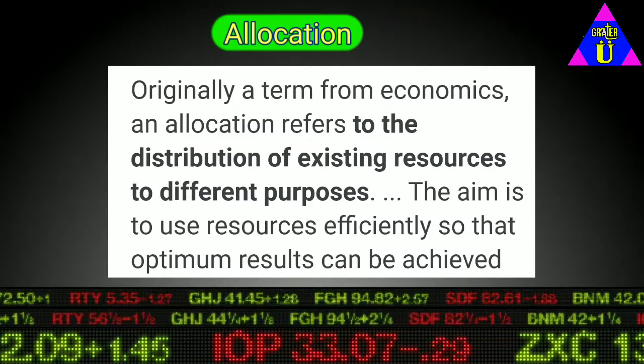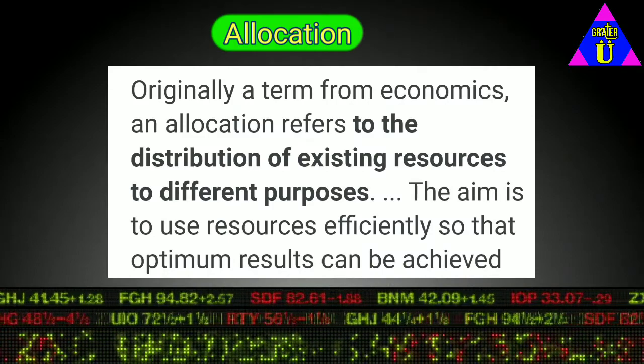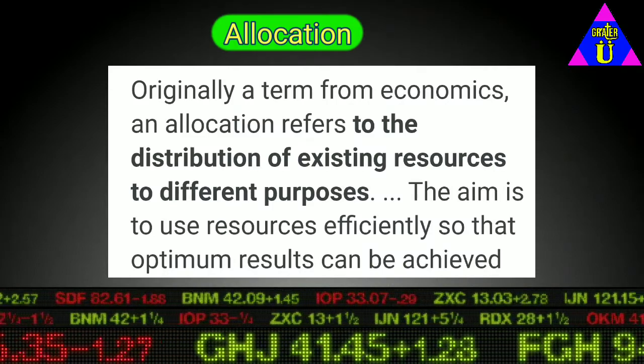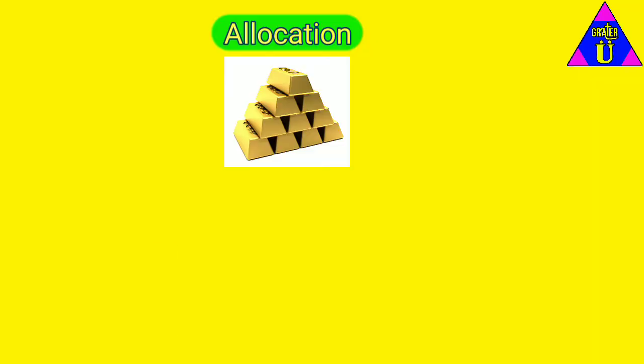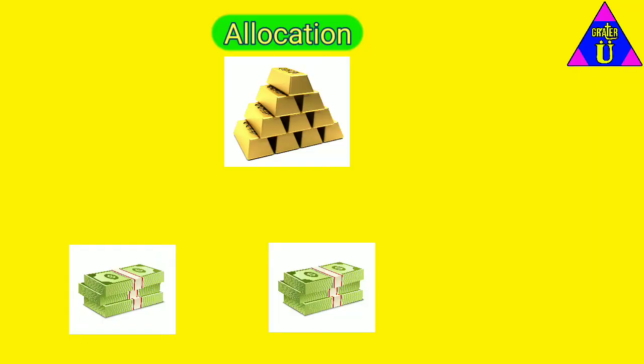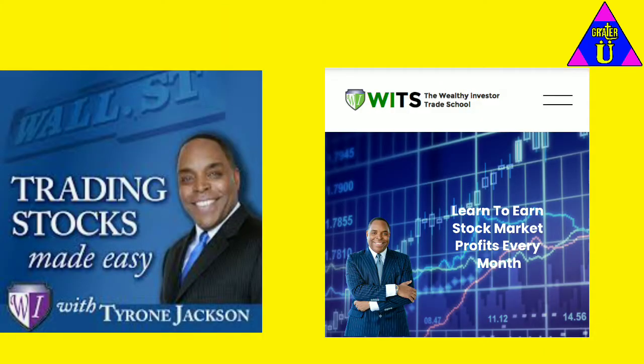Allocation, originally a term from economics, refers to the distribution of existing resources. Basically what you're doing is taking your money and spreading it out into different places to maximize the amount you make and to lower your risk. Now, using the wealthy investor approach, because it's easier to learn from somebody else than try to figure this all out on my own, here are 3 different areas we'll be putting allocation money into.